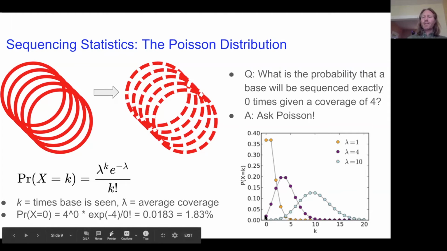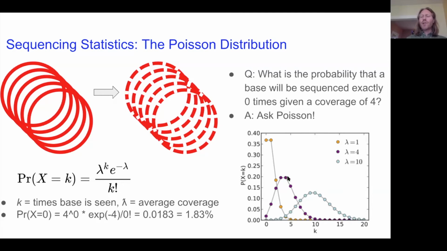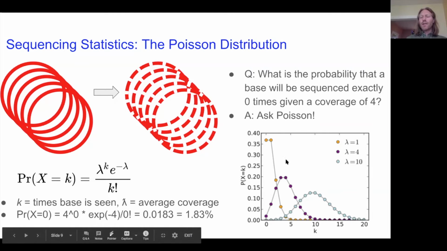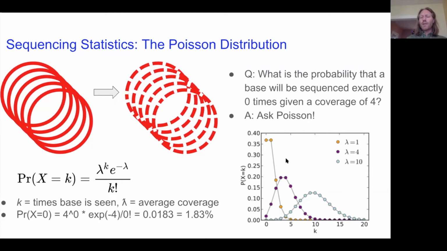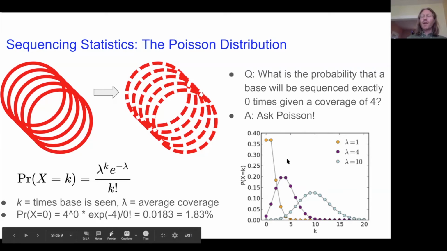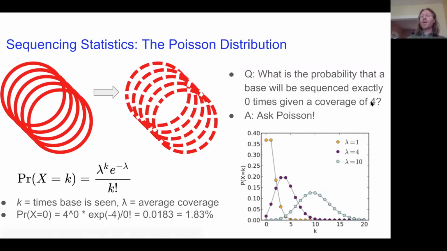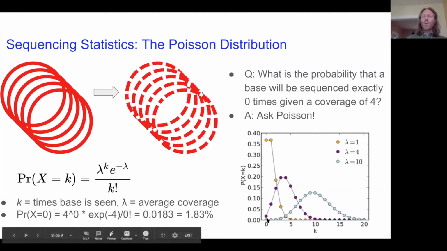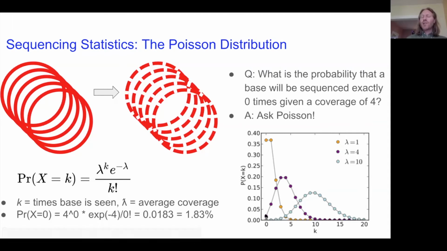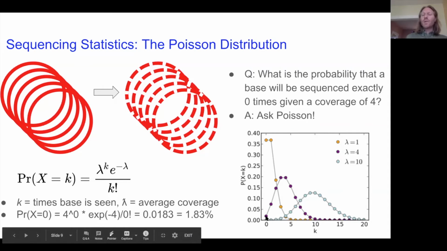So we can see here that k equals 0 and lambda equals 4, we have a dot that's somewhere above 0 and below 0.5. The average of the distribution is here at 4, where we saw our average coverage that we're asking about. So what this means is that there are some fraction of bases that are sequenced 0 times, some that are sequenced once, twice, 3, 4, 5, 6, 7, 8, some even 20 times at some very low rate, just because of this random sampling that happens during the sequencing process.